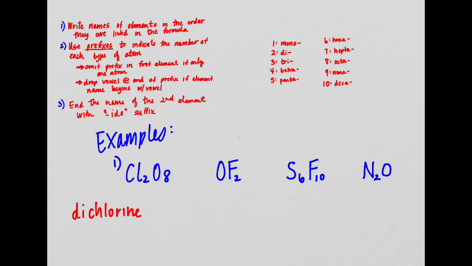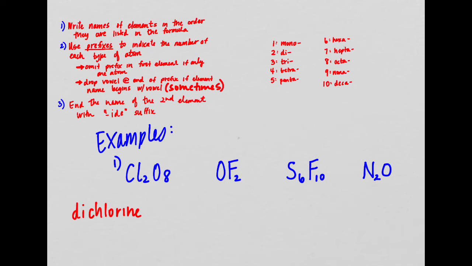So I erased it because I'm not going to have room. So 8 is octa. If you look at this exception that I made up here, it says drop the vowel at the end of the prefix if the element name begins with a vowel. This isn't always true, we're going to say sometimes, because we're going to see it's not always 100% of the time true.